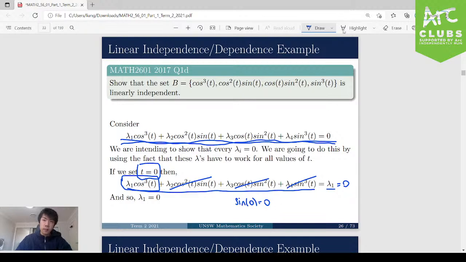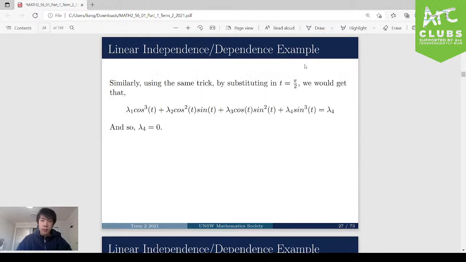Now we'll use the same method to show that lambda 4 is equal to 0. But instead of plugging in t equals 0, we're plugging in t equals pi on 2. The reason why I choose this is because cos of pi on 2 will be 0. So this will disappear, and this will disappear, and you'll just be left with lambda 4. But again, this entire expression is equal to 0, and so lambda 4 equals 0. And so we have lambda 1 and lambda 4 both equal to 0 now.